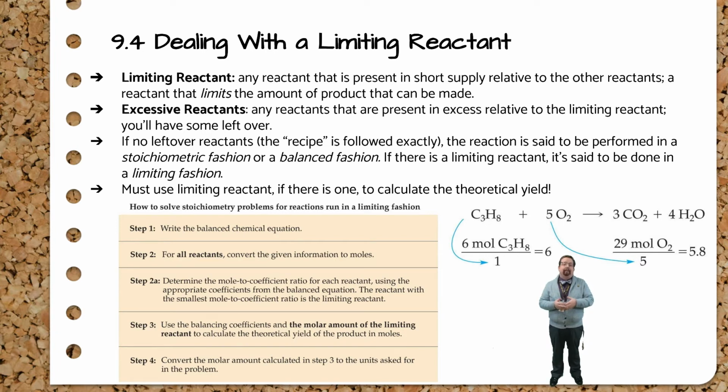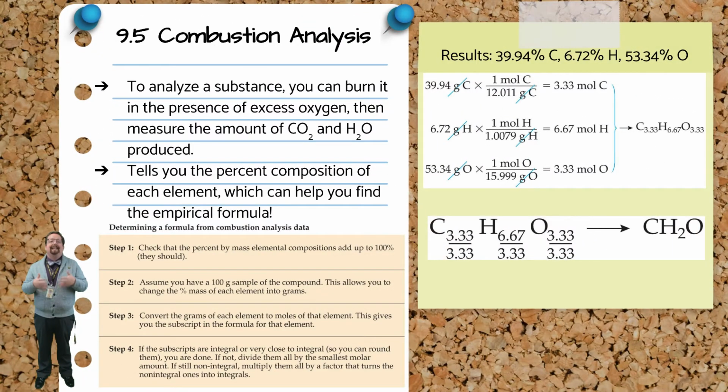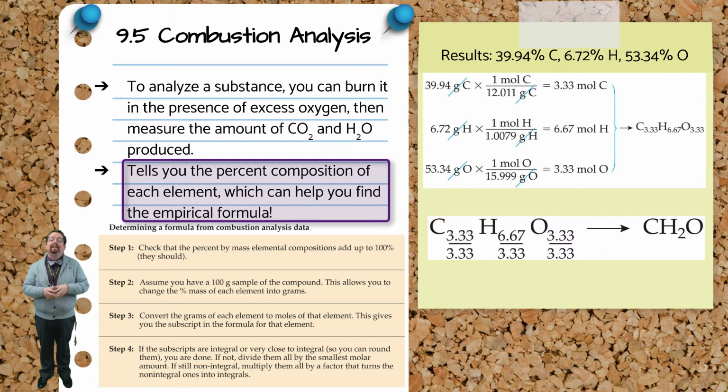From there, I could convert my 29 moles of oxygen to moles of carbon dioxide or water, and then to grams or molecules of that product if I were asked to. Combustion analysis is a handy-dandy method of determining the percent composition of a compound. If we burn a sample of a substance in the presence of excess oxygen, and then collect all of the CO2 and H2O that's produced, we can determine the percent composition, which helps us to determine the empirical formula.